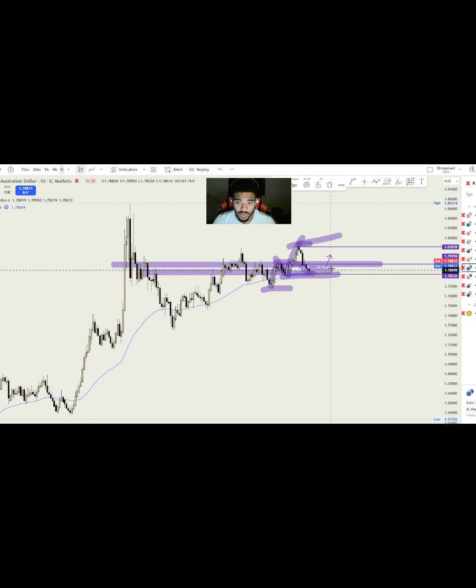What I'll be waiting for is price to maybe consolidate around here, break this high, retest and then continue to go up. If not, price could obviously break and continue going down. I haven't checked news yet either for next week, so we'll have to wait and see with news.